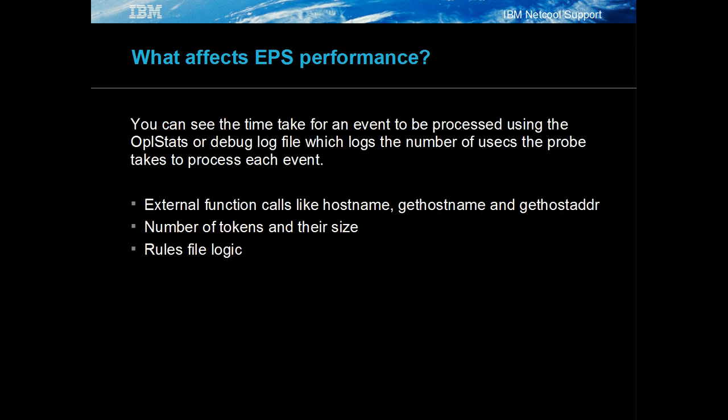The EPS performance is affected by external calls mostly, but also by the number of tokens and the size of the tokens, as well as the rules file logic. For example, all the rules file is read as normal, even if the event is discarded at the top of the rules file.